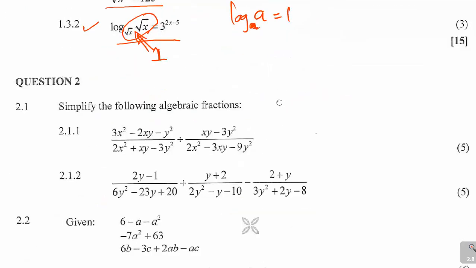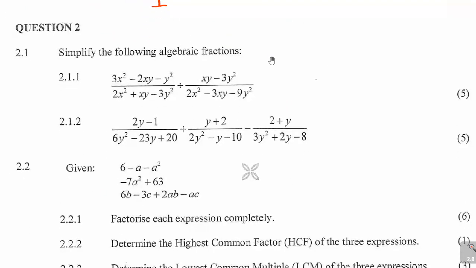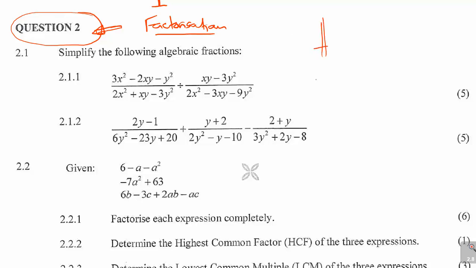Moving on to question number 2. You are supposed to simplify here. Actually, the whole question 2, I think the examiner here was in a way unfair to say that if you didn't know the skill of factorization, then this 20-mark question was going to fly out the window. So factorization was what was important in everything in this part.